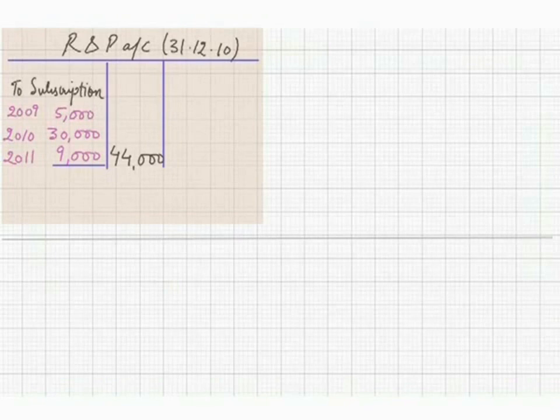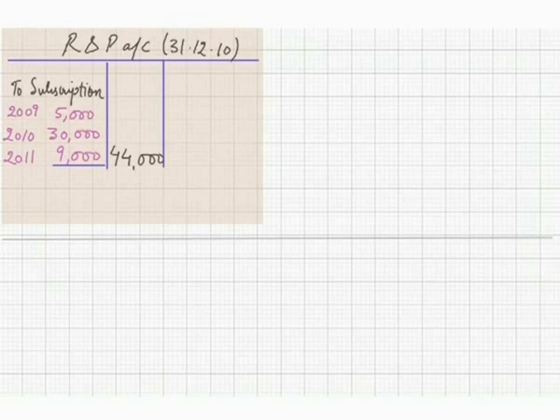Out of that, 5,000 belongs to last year. It means there were some members who couldn't pay during the last year and they cleared their account this year. For 2010, this is for the current year, and 2011. This year is 2010, but we have got the money for the next year. It means this is the advance money we have got during this year.